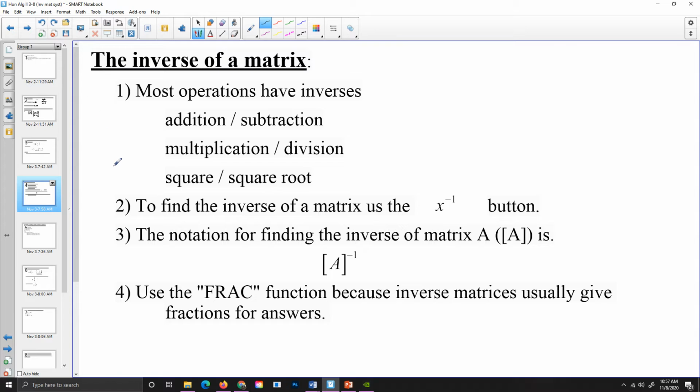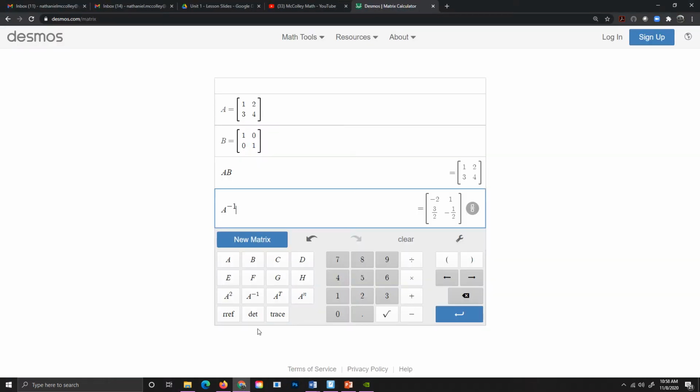And so the inverse of a matrix, we're going to formally define what these inverses are. But most operations have inverses. Addition and subtraction are inverse operations. Multiplication and division are inverse operations. Square and square root are inverse operations. And so to find the inverse of a matrix, we're going to use this X inverse button. On the old graphing calculators it was X inverse, but in Desmos, it's going to be A inverse, this button right here.